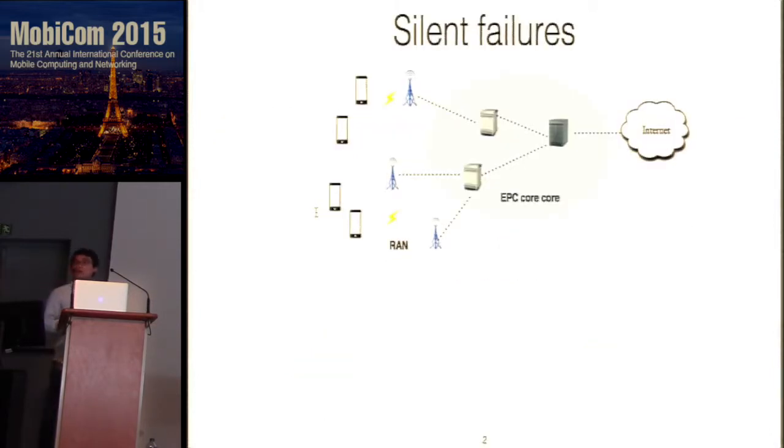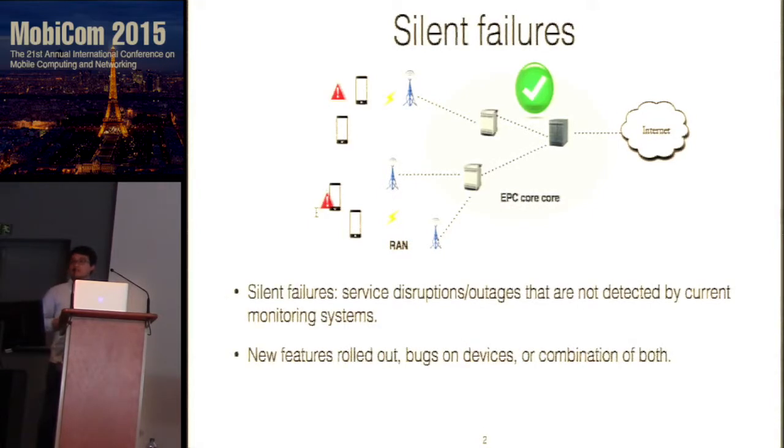In current mobile networks, despite the redundancy and monitoring systems deployed, there are still failures that are not detected by any monitoring system. We call those silent failures because the network operator is not aware of them.